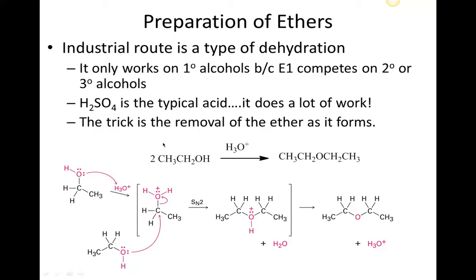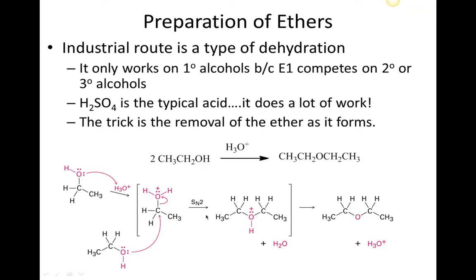So if you do this industrially, it works really well to make diethyl ether, which I told you is the most common kind of ether. And so here's a mechanism. Your alcohol gets protonated, and then the other alcohol molecule does a substitution reaction. And I think I misspoke up here, the competition is if the other choice would be elimination.